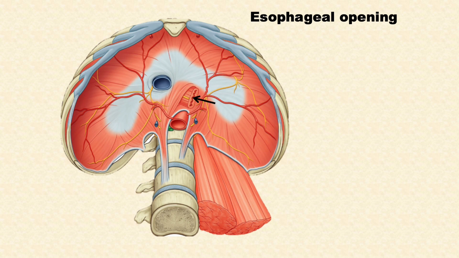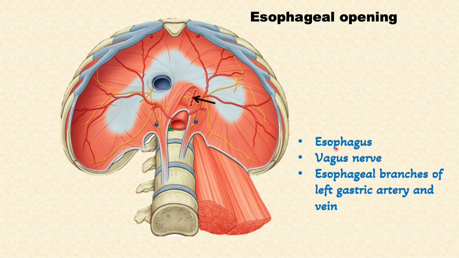The second, we have the esophageal opening, and the arrow marked structure is the esophagus itself. You can very well appreciate it is between the muscular part of the diaphragm, and this explains the action of the same. The structures which are passing through this esophageal opening are the esophagus itself, also the vagus nerve and the esophageal branches of the left gastric artery and vein. Again, very important structures which are passing through this opening, especially the vagus nerve, which is repeatedly asked in the exams.